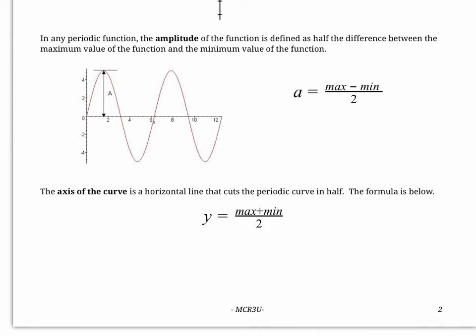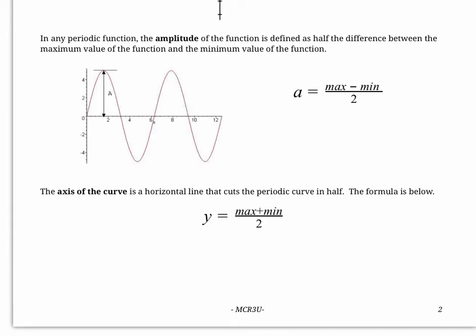The last two words that we're going to learn are amplitude and axis of the curve. So amplitude is going to come in handy, especially when we're graphing sinusoidal functions. We're going to get to graph sine functions and cosine functions next. So it says for any periodic function, so it's a repeating function, the amplitude of the function is defined as half the difference between the max and the minimum of the function. So if we were to take the max minus the min and cut it in half, it's the length of that little line. So really, it's the length from the middle to the top. Before we really dig into amplitude, I'm going to look at this other term.